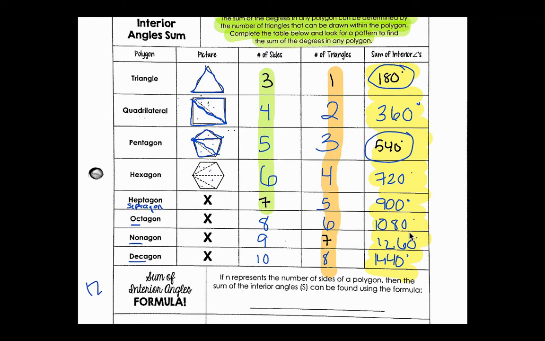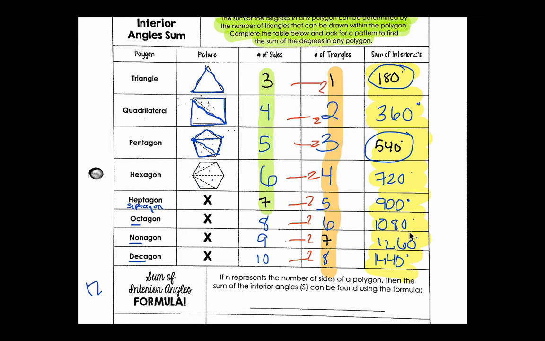So we can use a formula to summarize the patterns that we saw here. Now let's look at this relationship between the number of sides and the number of triangles. What you should notice, if you look at this pattern for a few seconds, is that this is always 2 less, right? We're subtracting 2 each time.